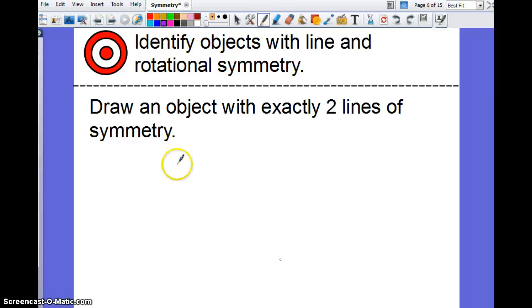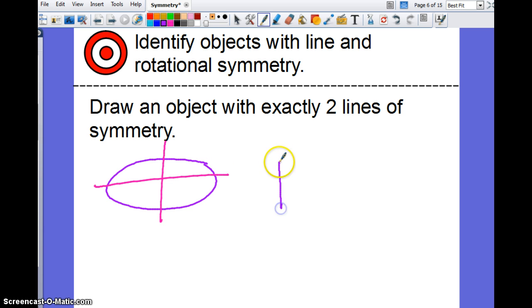One that I can think of is an oval. That would have 2 lines of symmetry, one going this way, one going this way. You could have had a rectangle, not a square, but a rectangle. That would have 2 lines of symmetry, one going right here and one going right here. Notice that the diagonal is not a line of symmetry for a rectangle, because if you folded it along that diagonal, this part would come down about right there, and that would come up right here. So they aren't the same on both sides.